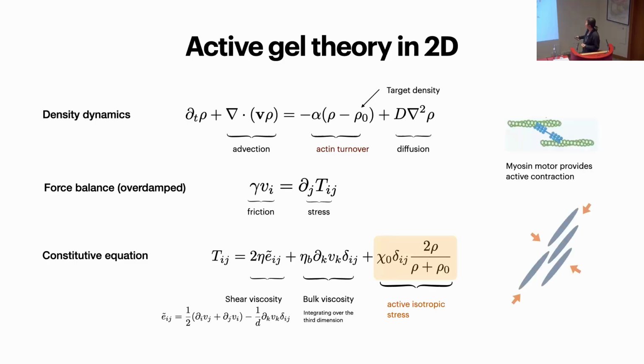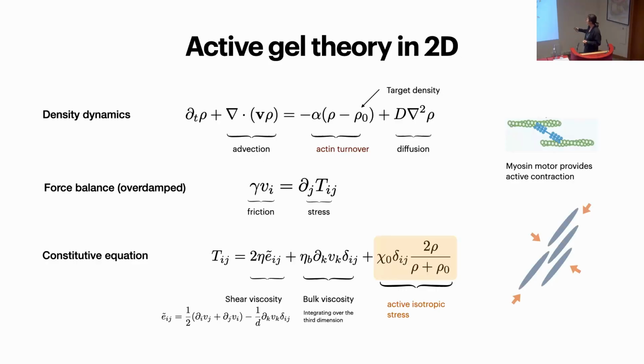is that regardless of the alignment of the actin fiber, they contract isotropically in all directions, as shown over here. And then this is driven by the myosin motors. So obviously this term is the only active term in this equation so far. And then this is the term that breaks detailed balance, etc. So these are the equations for the density field and the velocity field.